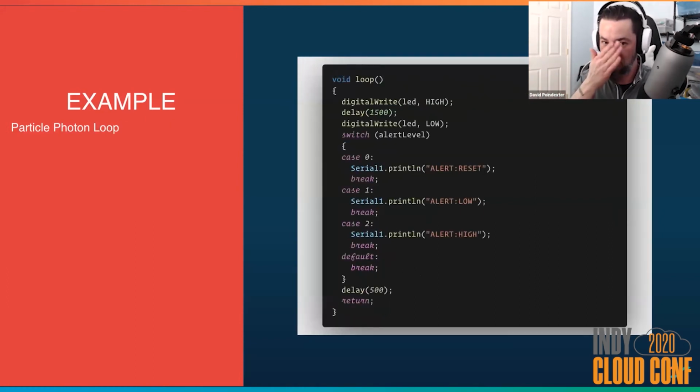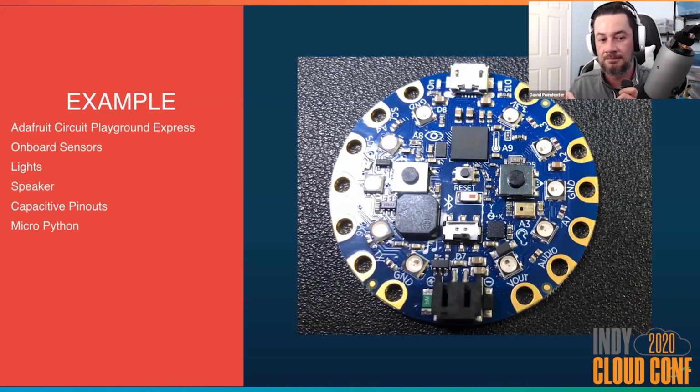In the loop, we're just constantly switching on that, and we're just going to be sending out to serial over that TX-RX connection, what is our current condition? Is it high? Is it low? Is it neutral? Reset the whole thing. And that's all going to, this is the Adafruit Circuit Playground Express.